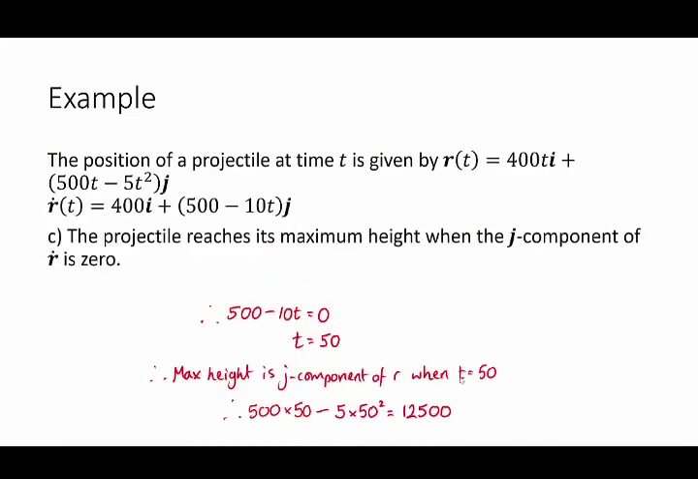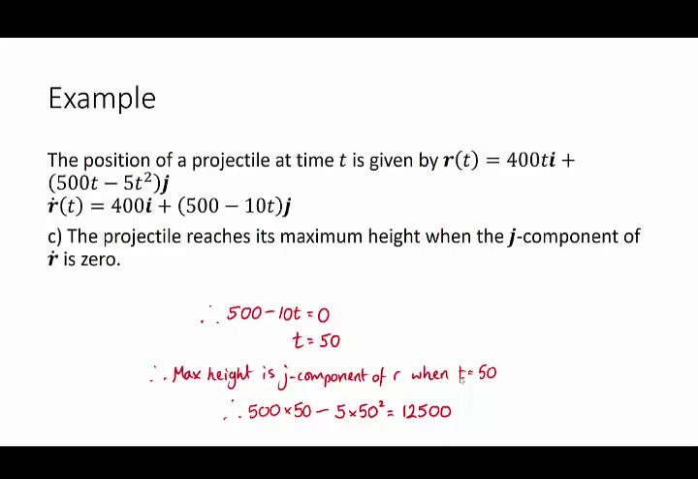For part C, when does it reach its maximum height? And in fact, I want to know what is the maximum height, I think was the original question. So it reaches the maximum height when the j component of the speed is 0. Well, we just found the speed vector, so we're putting the j part of that, 500 minus 10t, equal to 0. So t is 50, so the maximum height happens when t is 50.